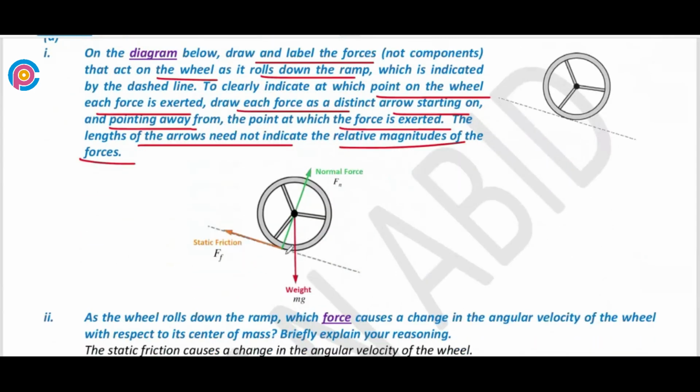So the normal force is acting from the point of contact on the dashed line, represented by the green line. Static friction is an opposing force, so it is directed upward along the dashed line, and the weight always acts at the center. The red line indicates the weight. So these are the three forces acting on the wheel: normal force, weight, and static friction.